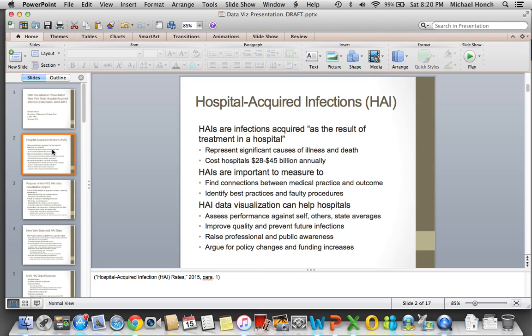HAIs are infections acquired as the result of treatment in a hospital, and they represent significant causes of morbidity and mortality and are very costly to hospitals, up to $45 billion annually. They're important to measure in order to find connections between medical practices and outcomes and to identify best practices and faulty procedures. This data visualization can help hospitals assess their own performance, compare it to others and state averages, to improve quality of care, prevent future infections, and to raise professional and public awareness, and to argue for policy changes and funding increases.